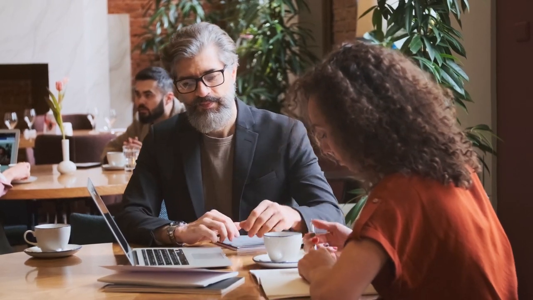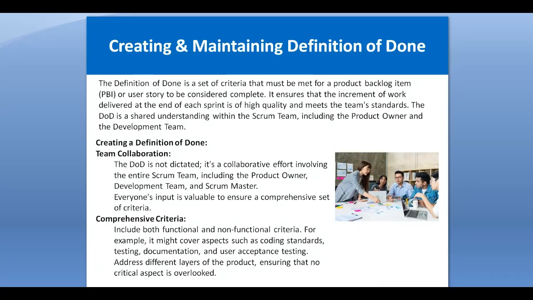So the criteria should include both the functional and the non-functional criteria, and it might cover aspects such as coding standards, testing, documentation and UAT as well, and address different layers of the product, ensuring that no critical aspect is overlooked here. It is also very important.